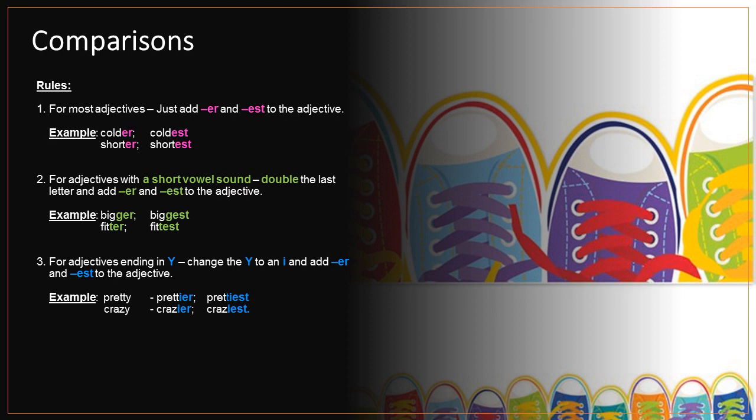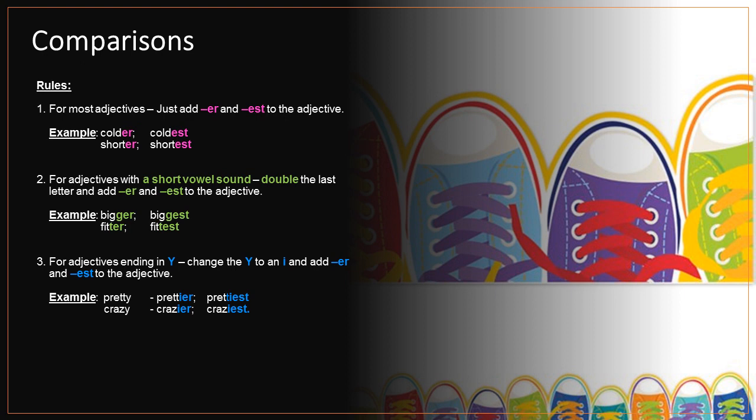For adjectives with a short vowel sound like big or fit or fat, you double the last letter and then you add the er or the est. Bigger, biggest, fitter, fittest, fat, fatter, fattest.